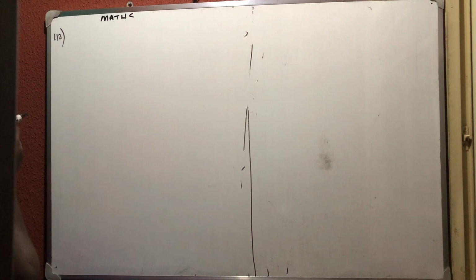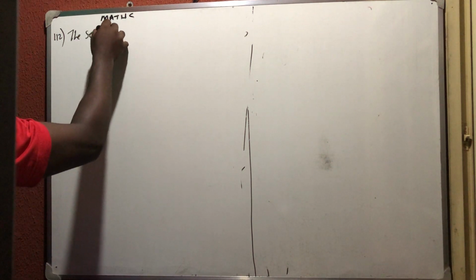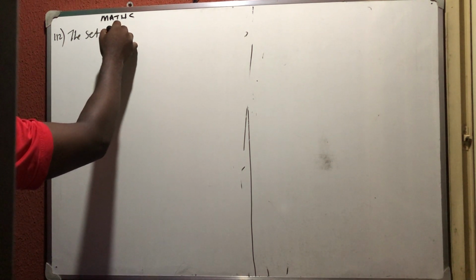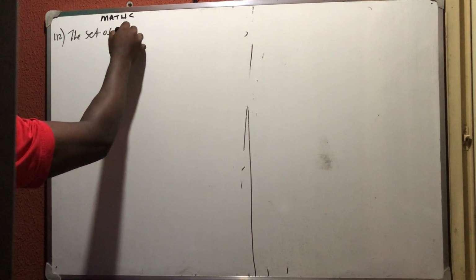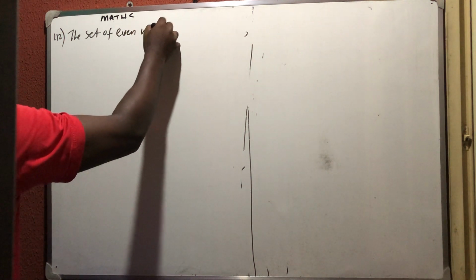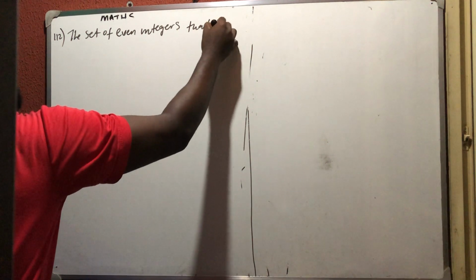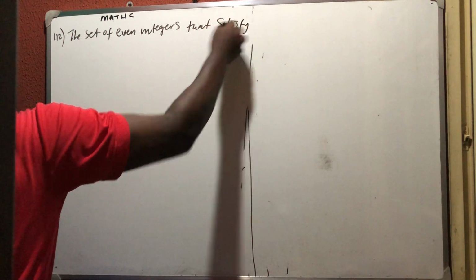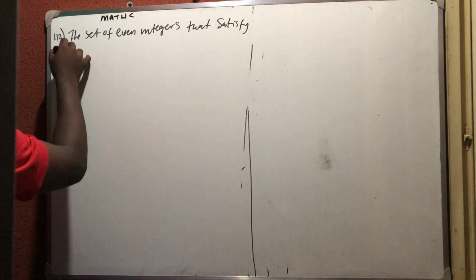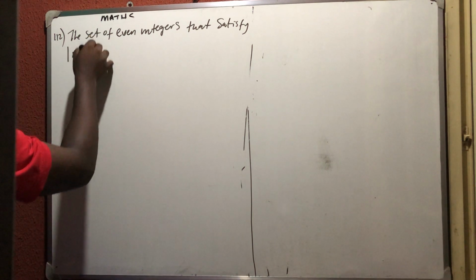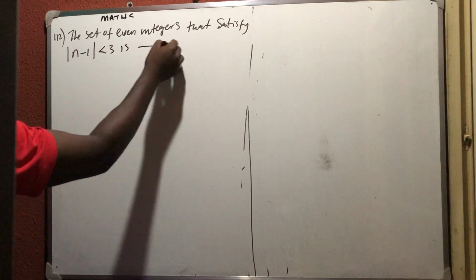Okay. So question number 112. Question number 112 said the set of integers. Okay, the set of even integers that satisfy the absolute value of n minus 1 is less than 3 is dash.